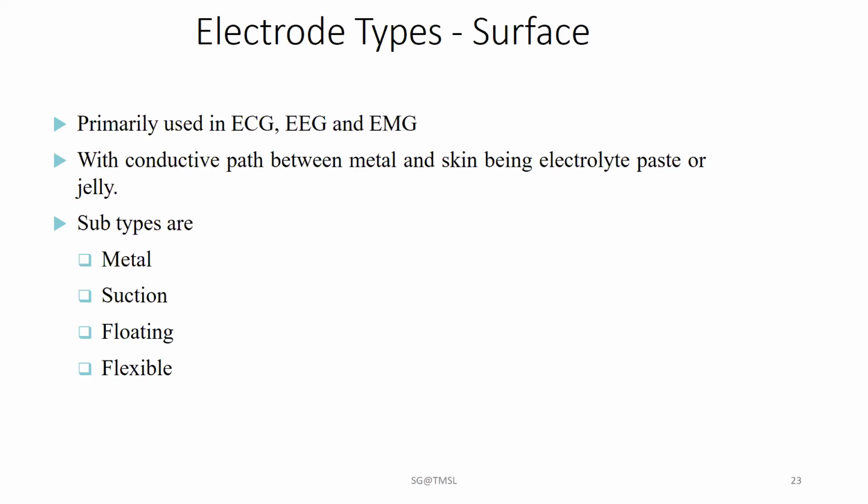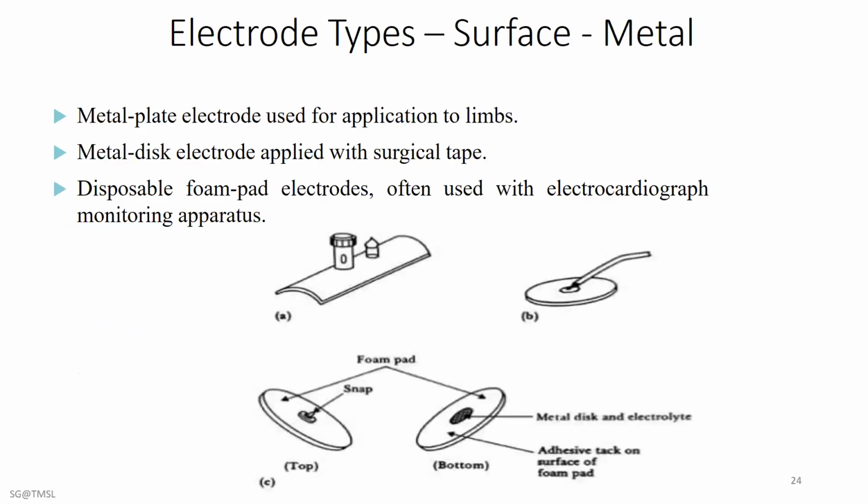So it has different types: metal, suction, floating, and flexible electrodes. The metal electrode is used for application to limbs. The metal disc electrode is used with surgical tape. Disposable foam pad electrodes are frequently used with electrocardiographic monitoring equipment.